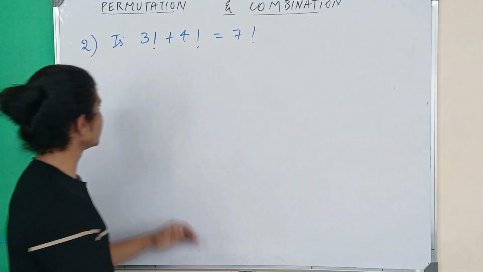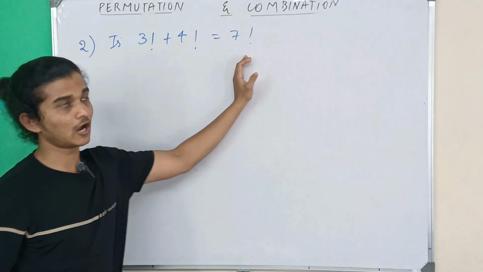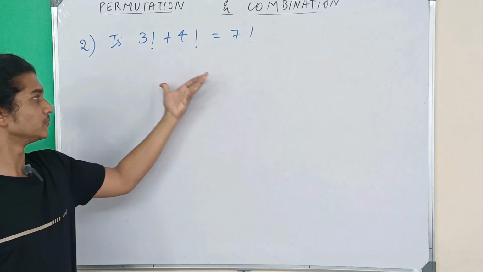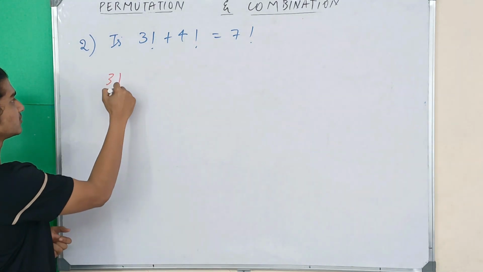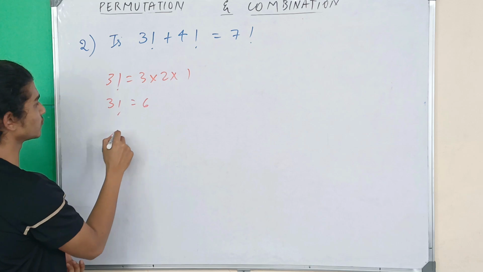So let us try to solve the second one. They're asking whether 3 factorial plus 4 factorial is equal to 7 factorial. Like how you basically add numbers, can you add factorials in that way? That's what they're trying to teach us in this problem. So what is 3 factorial? 3 factorial is 3 into 2 into 1. So 3 factorial is 6. What is 4 factorial?